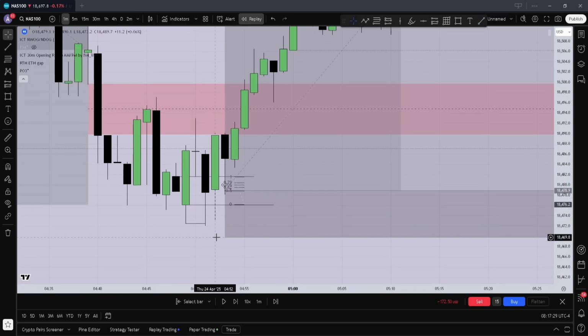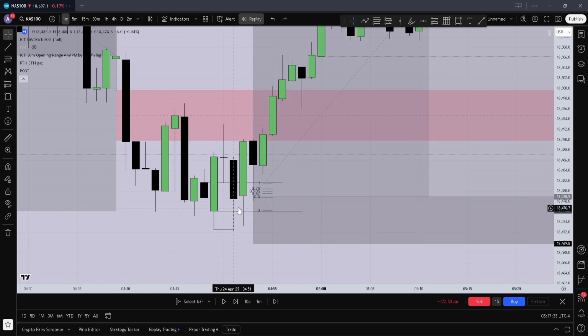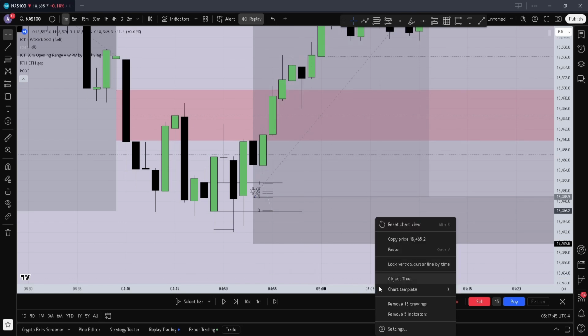We don't care about the wicks. We only care about the wicks for our entries, okay? We want to see how the body gets respected by this order block right here. And this third candle, 453 candle, this was the nail in the coffin, right? For the order block.